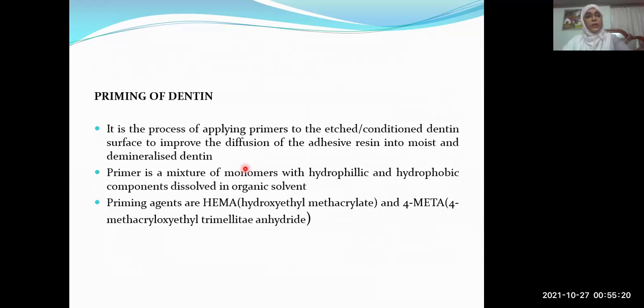Now this primer is a combination of hydrophilic and hydrophobic components. So what are the main priming agents we are using here? It's hydroxyethyl methacrylate and 4-META. Both are mainly used as the priming agents. So the priming agents are hydroxyethyl methacrylate or HEMA, and 4-META or 4-methacryloxyethyl trimellitic anhydride.